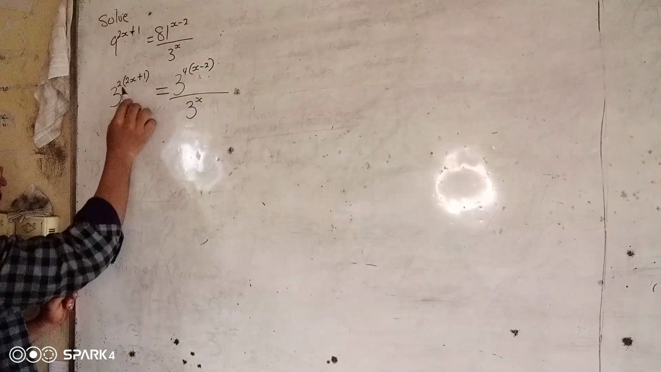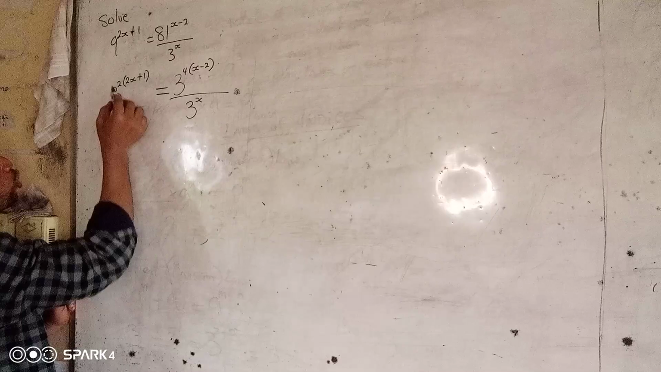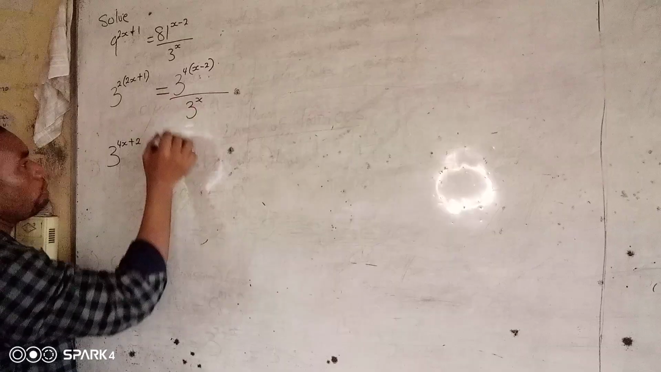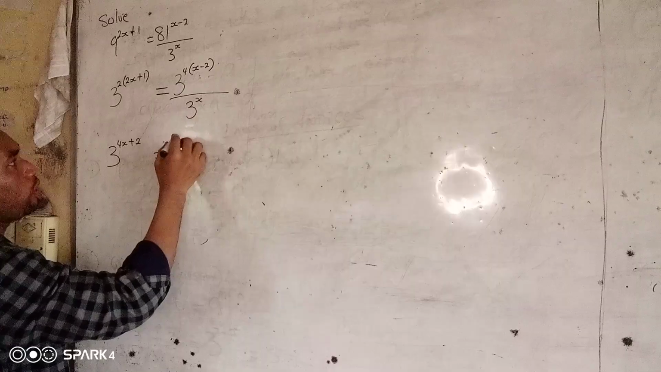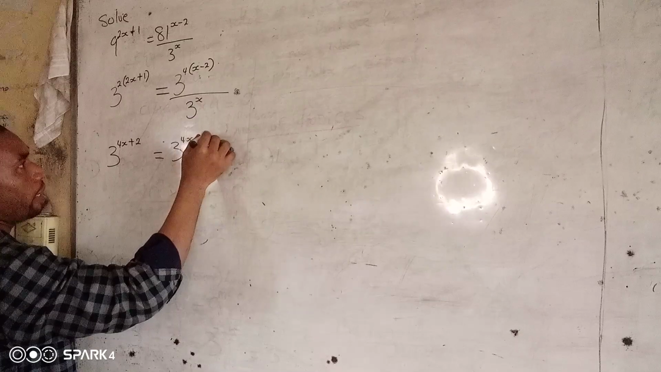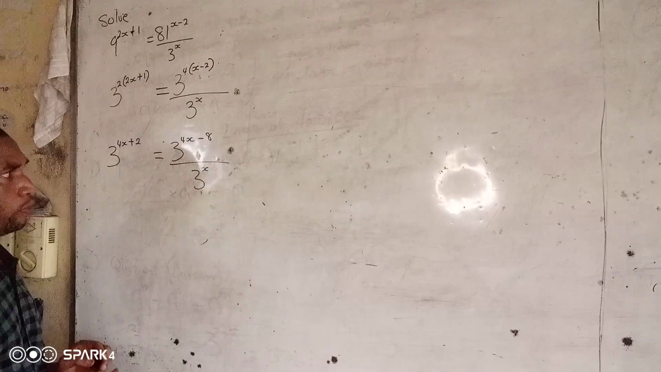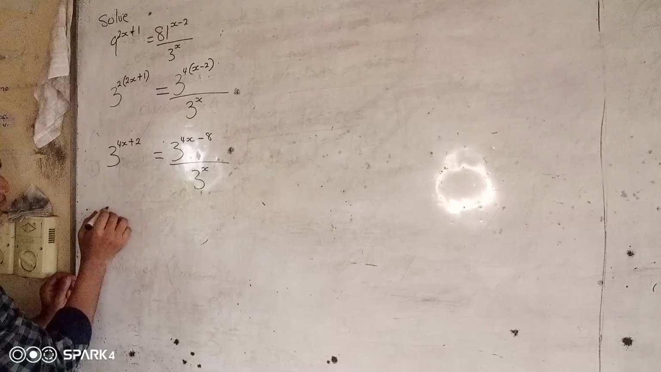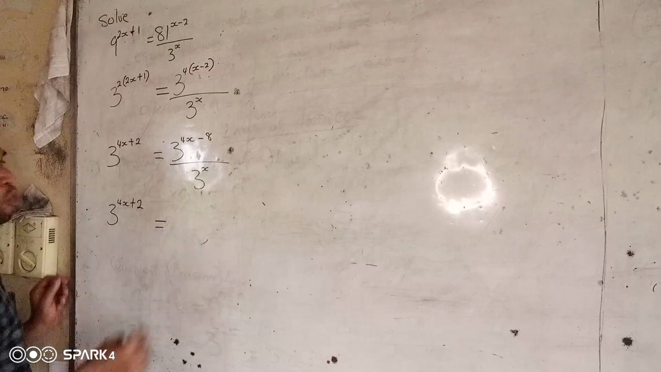Now let's open up the bracket. 2 times 2x should give me 4x. 2 times 1 should give me 2. That is plus 2 is now equal to, bring down the base 3. Open up this bracket. 4 times x should give me 4x. 4 times negative 2 should give me minus 8, all upon 3 raised to x. Now, let's forge ahead. This is 3 raised to the power 4x plus 2 is now equal to.